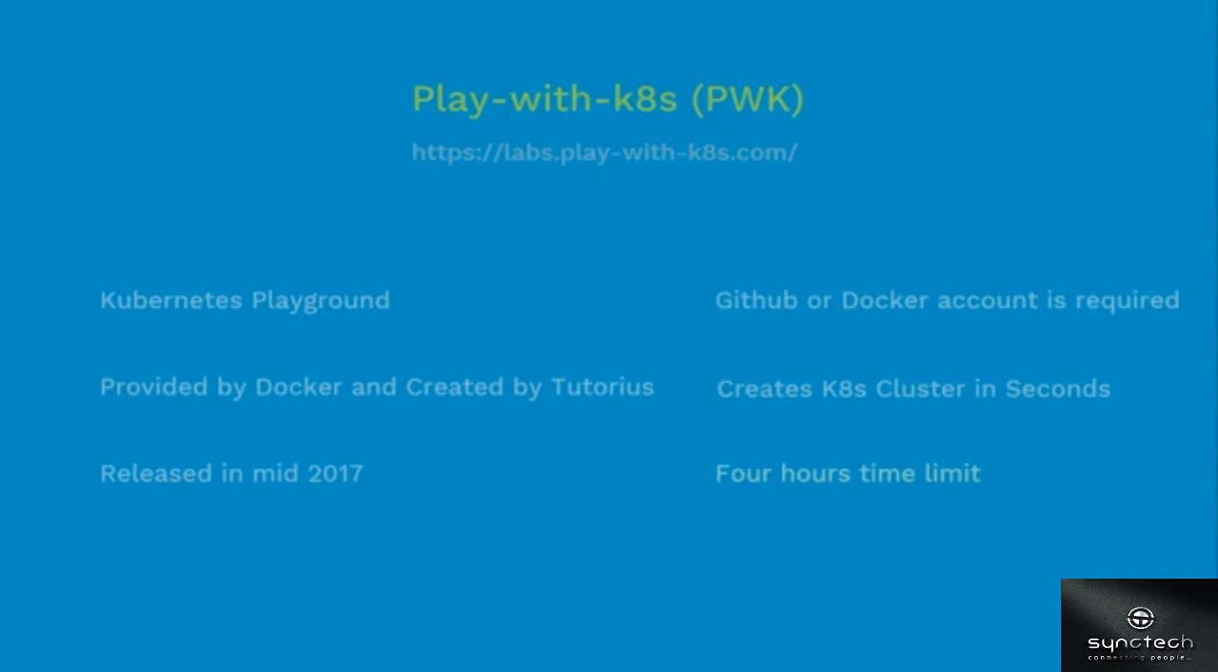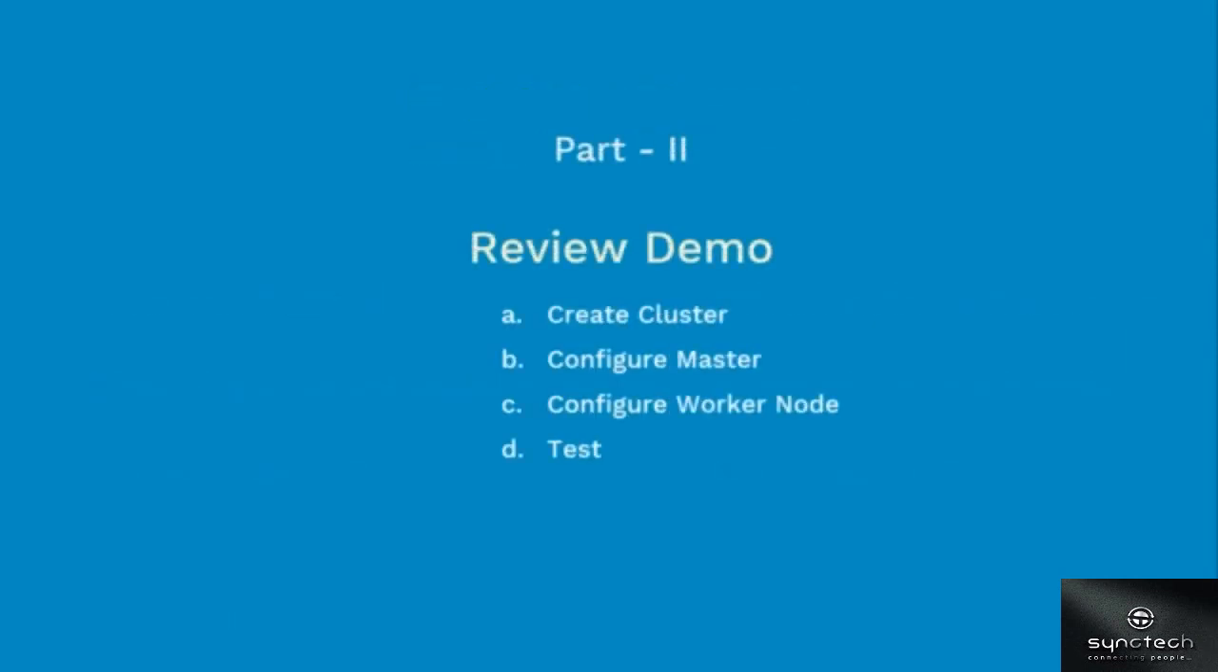Now moving on to part 2. In this part 2, we will create a Kubernetes cluster by adding nodes on the Play with K8s website. Then we will configure one of the nodes as the Kubernetes master. After that, we will configure the remaining nodes as Kubernetes worker nodes and then join them to the Kubernetes master, and thus form the cluster. Finally, we will deploy a sample application to make sure everything is working as expected.